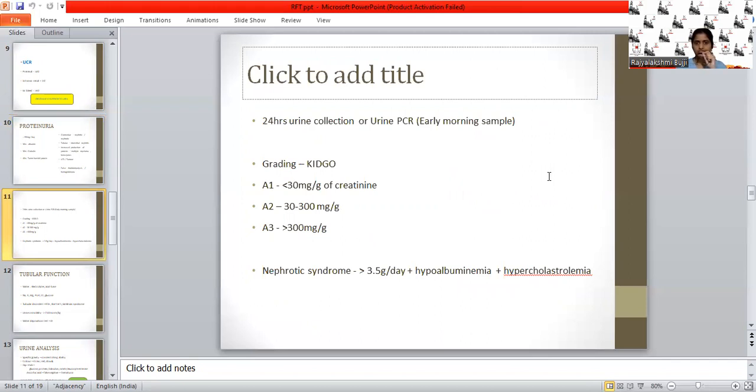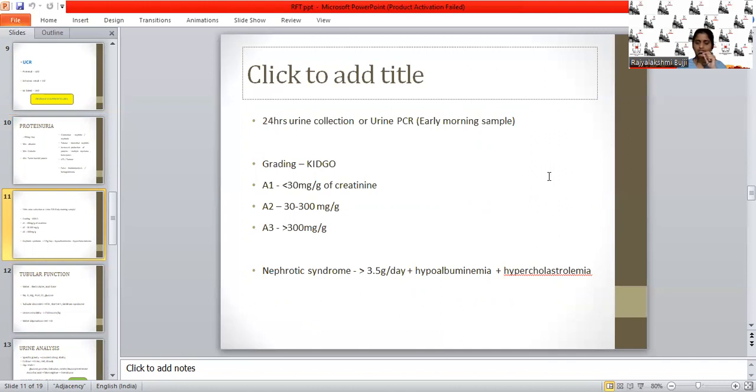How to estimate the severity of the proteinuria? We can collect 24 hours urine and estimate the level of protein in that volume of urine. But as an alternative to 24 hours urinary collection, we can rely upon the urinary protein creatinine ratio, the sensitivity of which is almost equal to 24 hours urinary protein estimation. But for the urinary protein creatinine ratio, we have to collect an early morning sample.